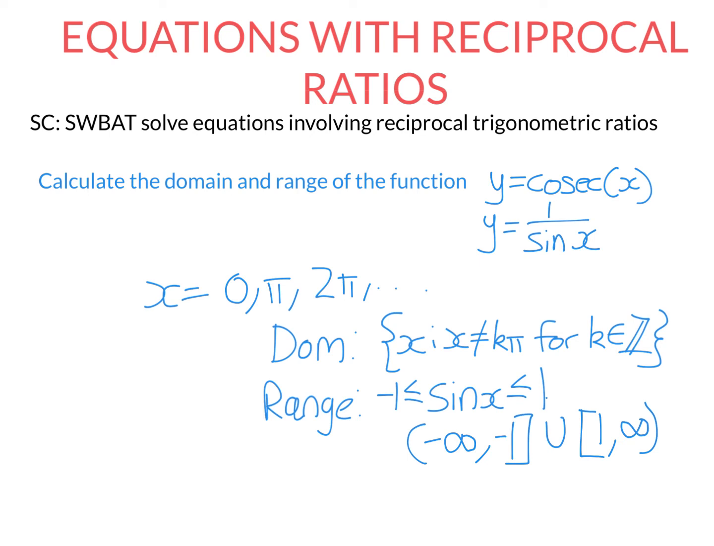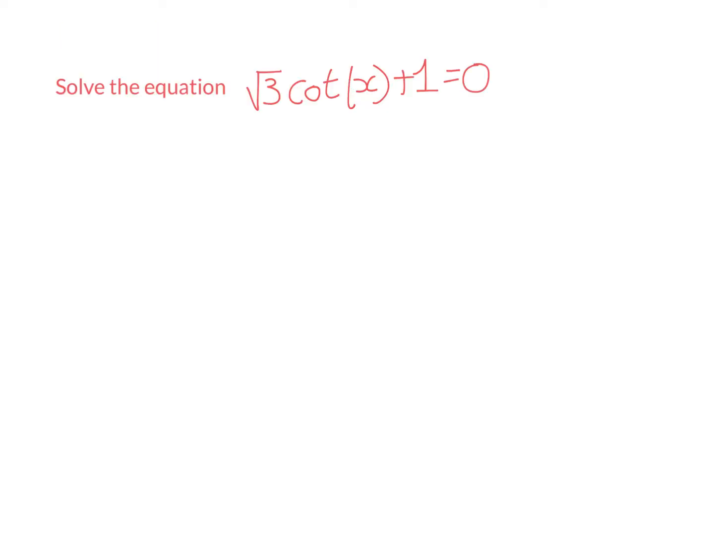All right, let's now look at solving an equation. So let's solve the equation √3 cot x plus 1 is equal to 0. So we're going to solve this in the usual way. We're going to move everything to the right-hand side that's not cot x. So we're going to subtract 1 and then divide by √3.